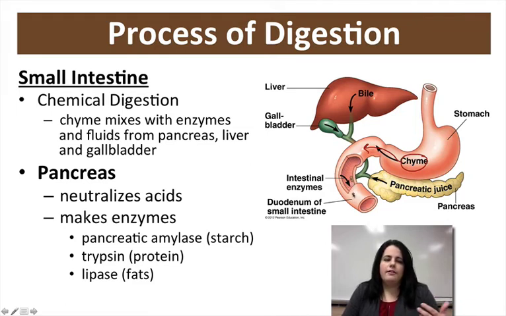It will create pancreatic amylase, which makes starch break down into smaller pieces. We all have salivary amylase in the mouth that breaks down starch, but the pancreas also produces it, and what it produces is called pancreatic amylase. It also produces trypsin, which is an enzyme that helps break down proteins, and it also produces lipases. Lipases are enzymes that help break down fats. So we're still doing a chemical breakdown of the molecules.